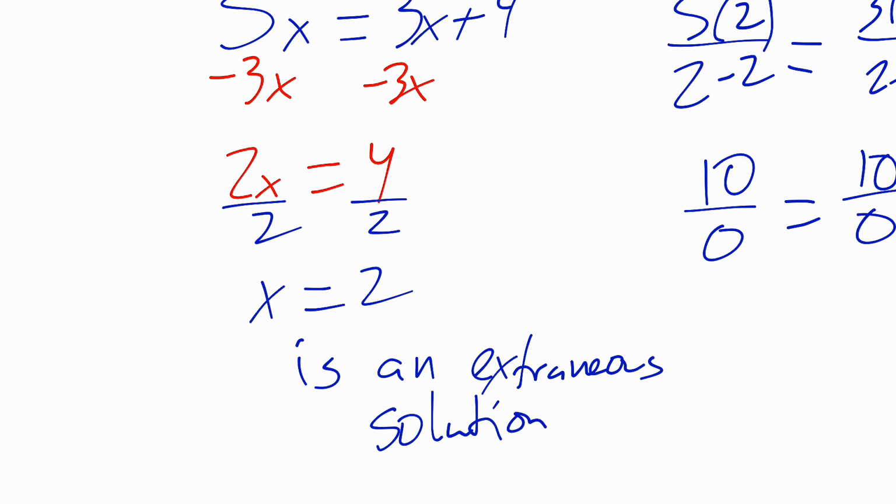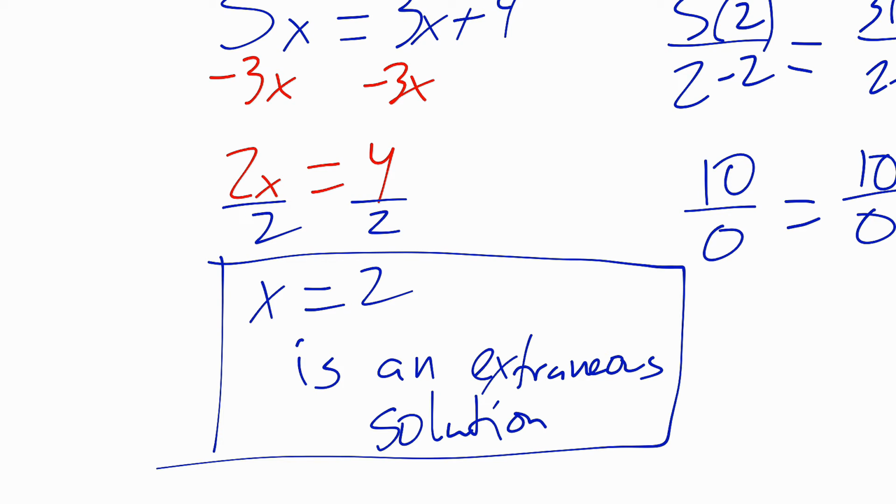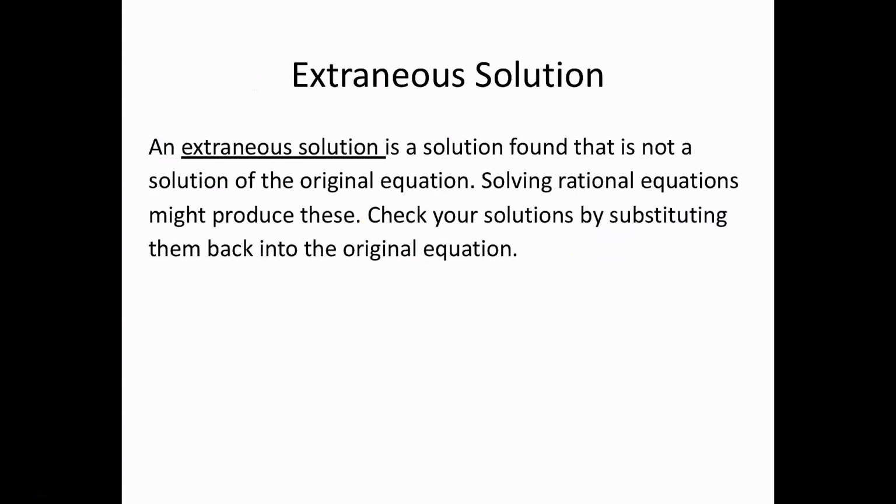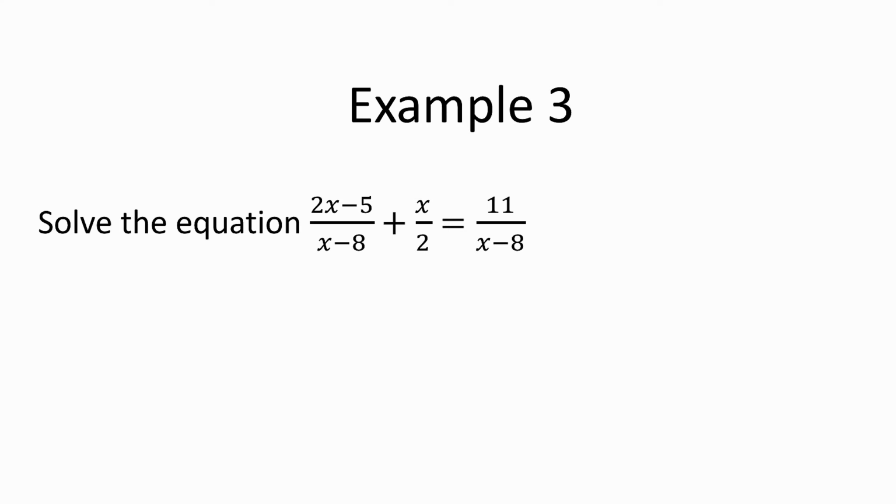So it's one of those annoying things in math where even if you do everything right, you get an answer that's still wrong. And I completely understand why that'd be frustrating. Let's take a look at another example. We're asked to solve 2x minus 5 over x minus 8 plus x over 2 equals 11 over x minus 8. My advice, again, let's get rid of our denominators.